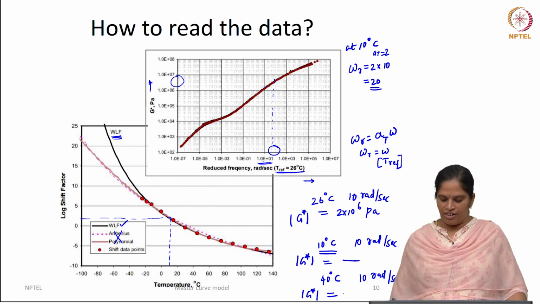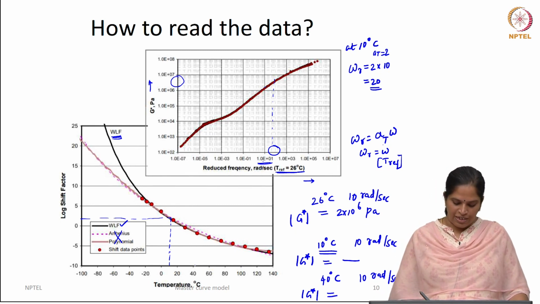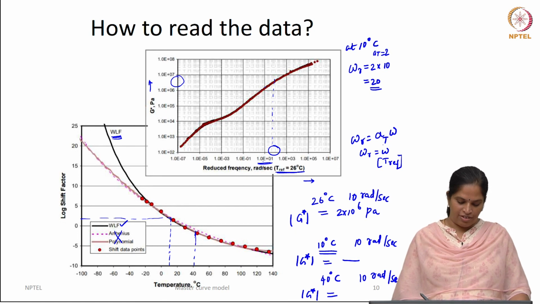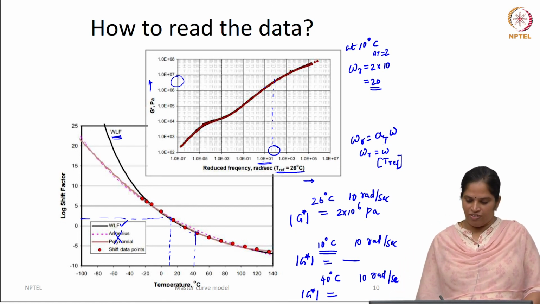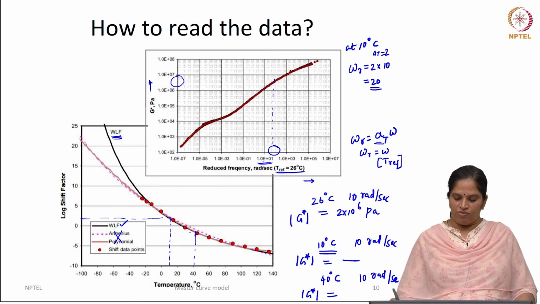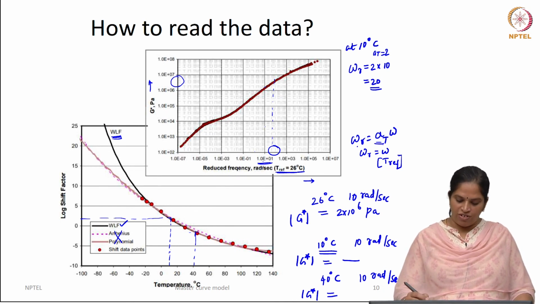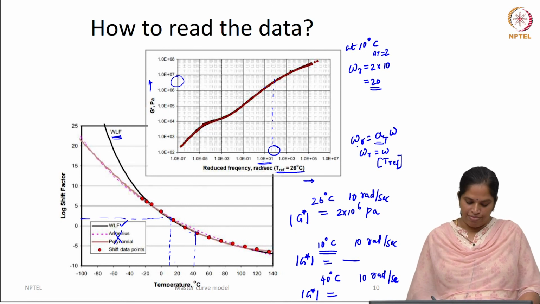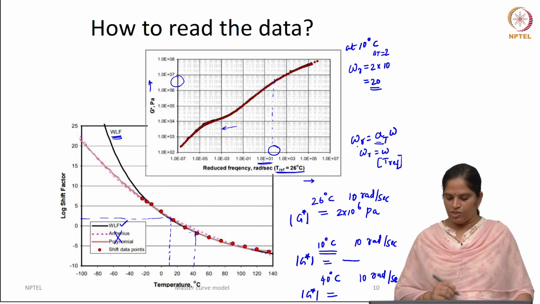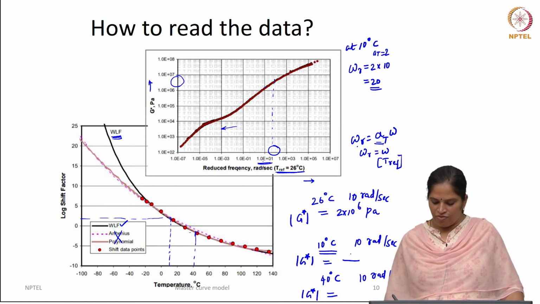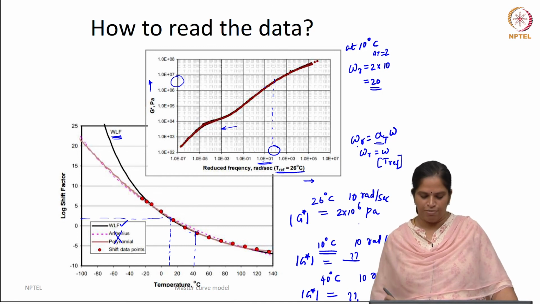Likewise, at 40 degrees Celsius, pick the corresponding shift factor, use it to find the reduced frequency. That reduced frequency may fall in the lower frequency region, because the temperature is higher than your reference temperature. So it may fall in this region. Please do it yourself and find out this value of the dynamic modulus at different temperatures.